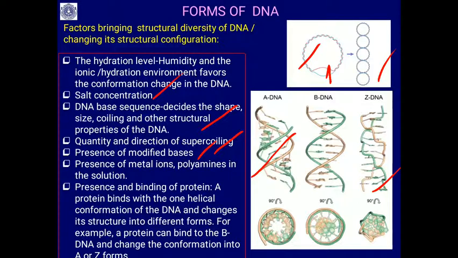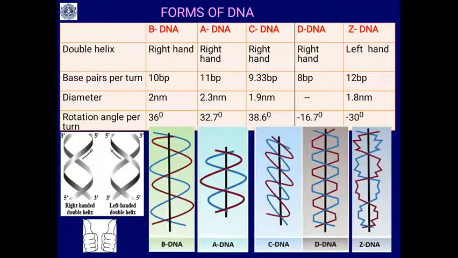So here in this cartoon you can see this is the A form. If you take a section, or look from the top, you will find it like this. This is the B form, the normal physiological condition. This is the Z form. So what are the differences you will find? This is B DNA, the normal one, then A, C, D and Z.